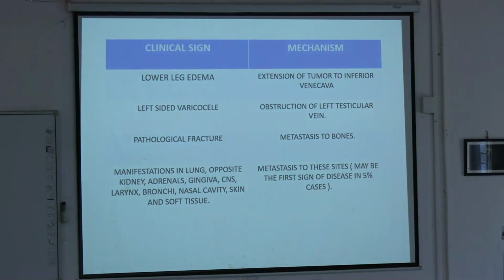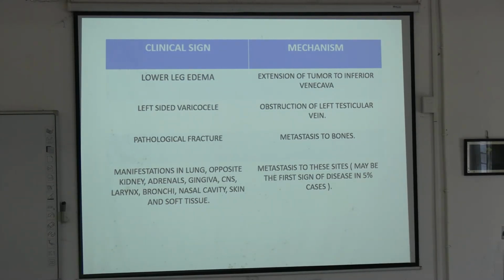There are certain clinical signs. The patient can also present with the following clinical signs. For example, edema of the lower leg. RCC patients presenting with edema of the lower leg. It's because of extension of the tumor. যদি বলেছি না renal vein থেকে inferior vena cava যেতে পারে, so inferior vena cava থেকে right atrium যদি যেতে পারে, inferior vena cava যদি obstruct করে, it can present with what? Edema of the lower leg.